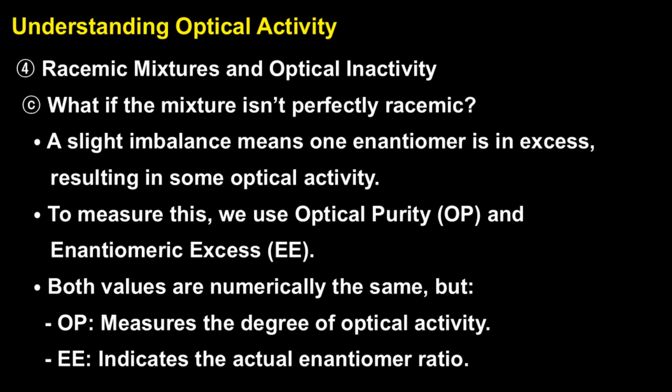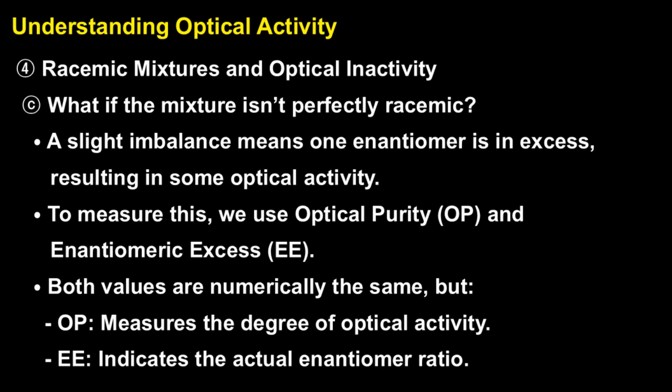But what if the mixture isn't perfectly racemic? If there's a slight imbalance with one enantiomer in excess, the cancellation won't be complete, meaning the mixture will still show some optical activity. To measure this imbalance, we use two important concepts: optical purity and enantiomeric excess. Both values are numerically the same in the same mixture, but they represent different things.